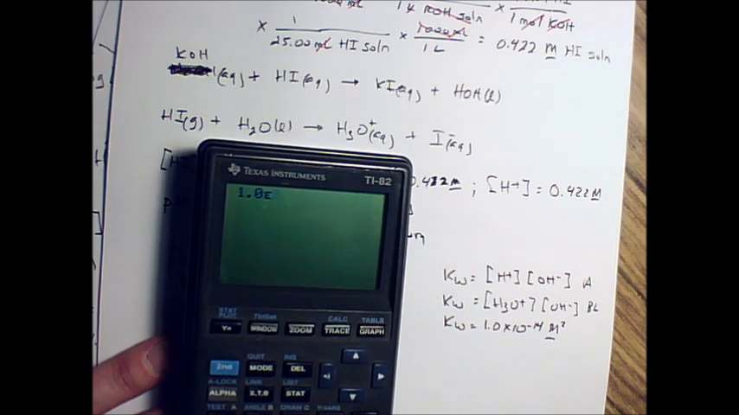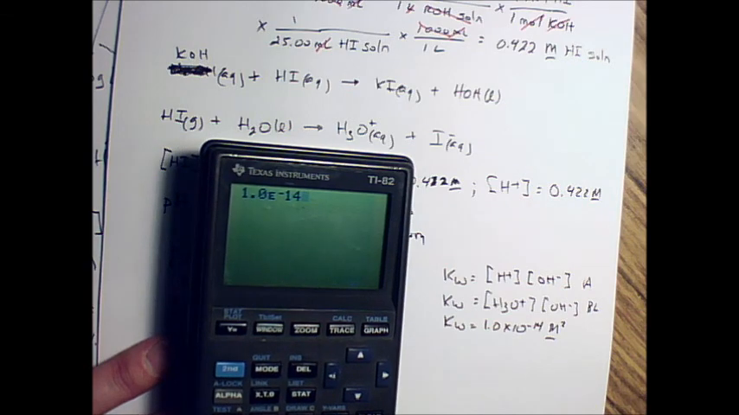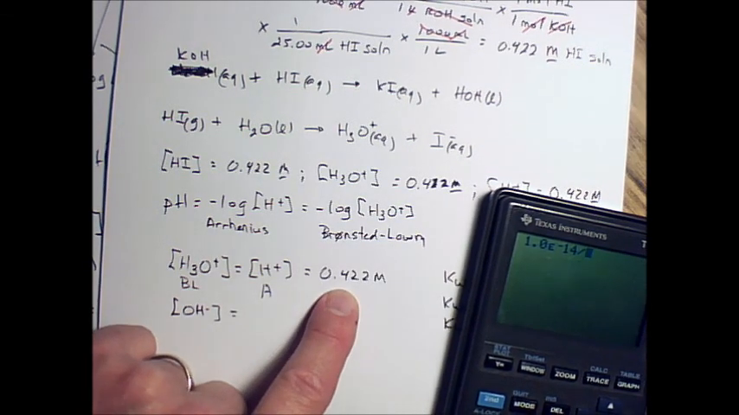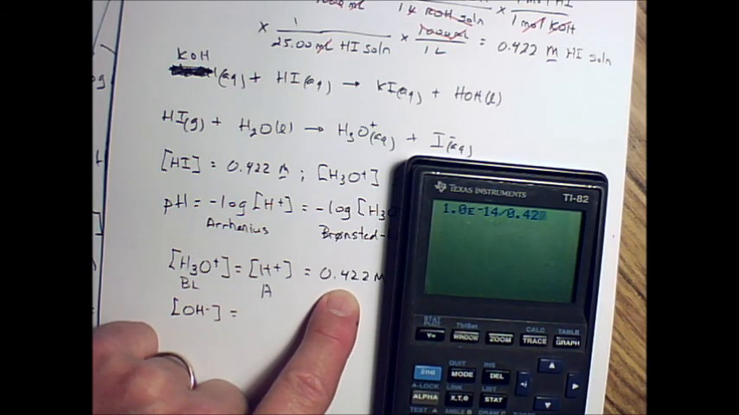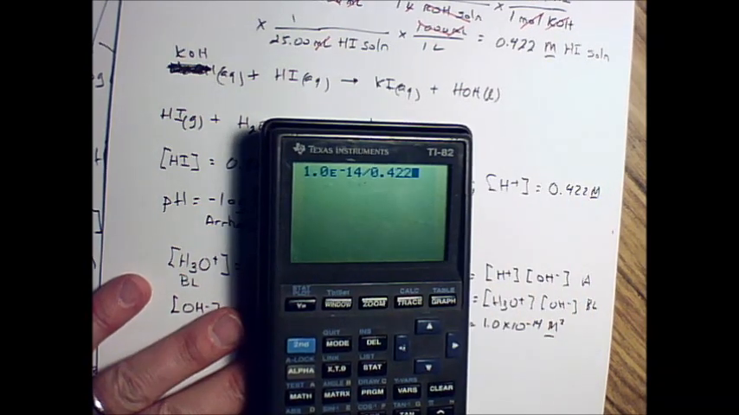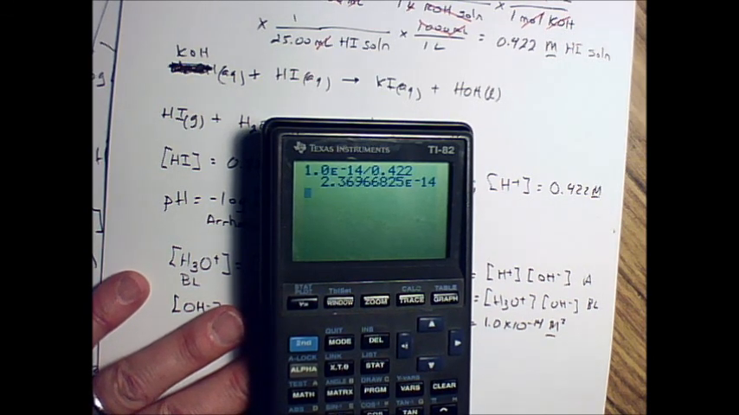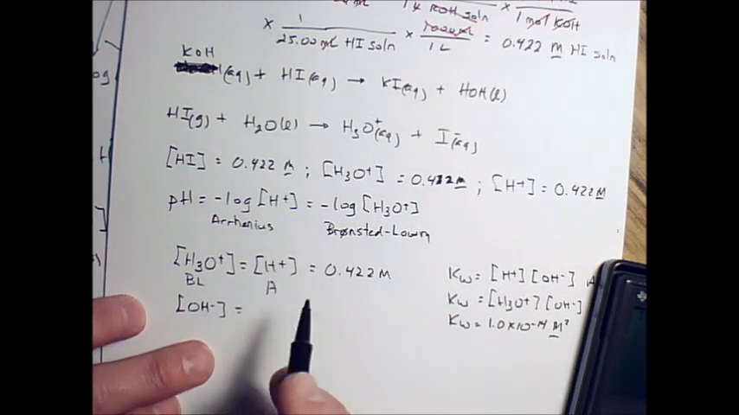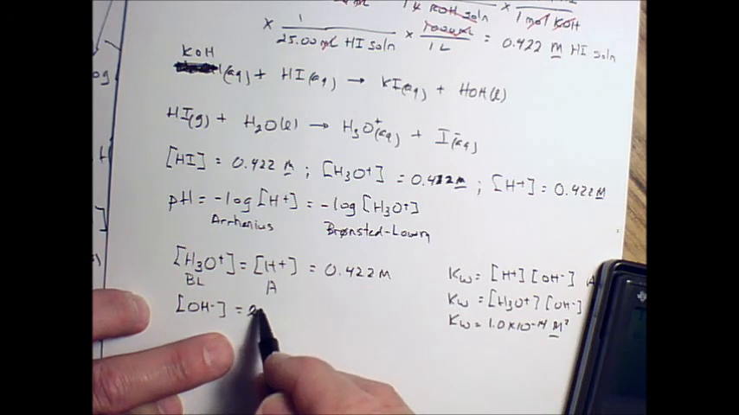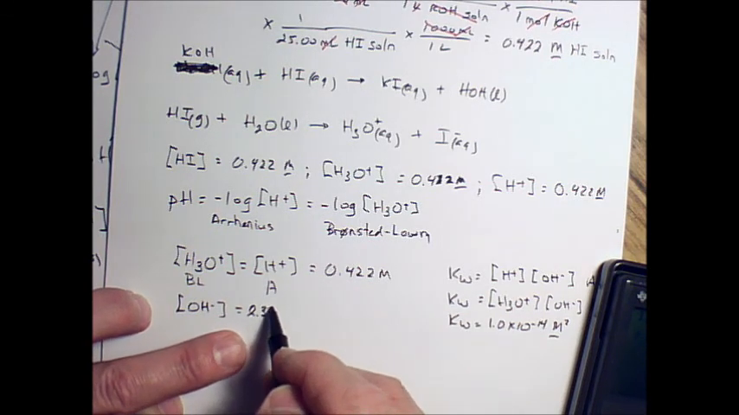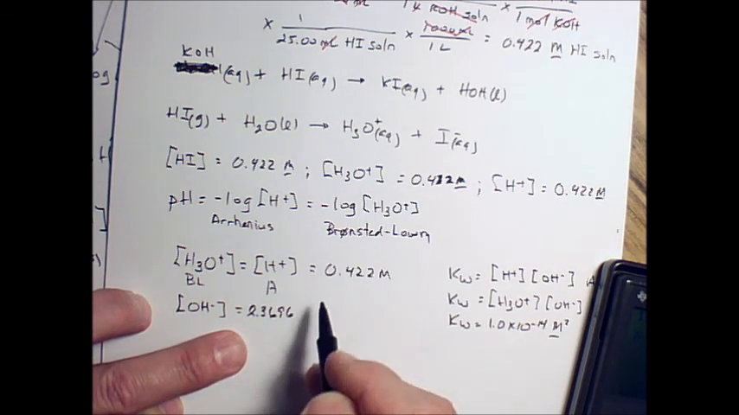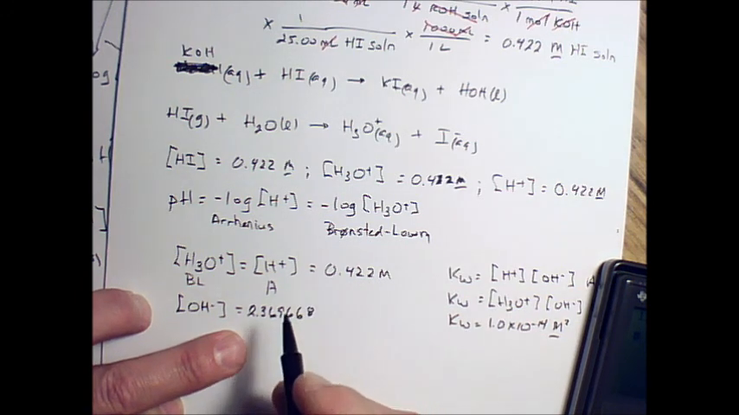Divided by what? What is it? 2.36966846 times 10 to the negative 14. You have to write that whole thing out, and then you round it off. What do you round it off with?